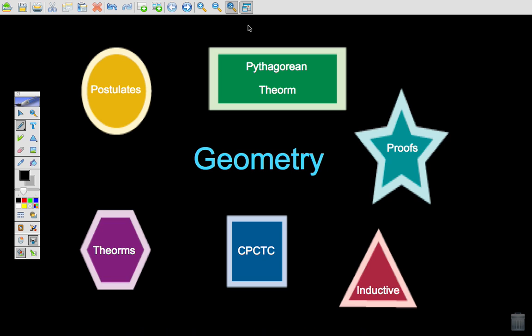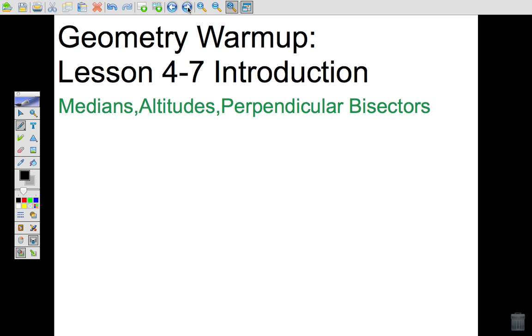Okay, in geometry, for this lesson, we're going to introduce actually the final lesson in Chapter 4, and it's Lesson 4.7, and the topic is called Medians, Altitudes, and Perpendicular Bisectors. Now, this is really a lesson where you do have some definitions, and you'll want to make sure that you write these down carefully in your notes.